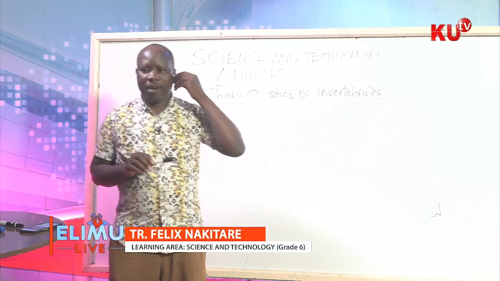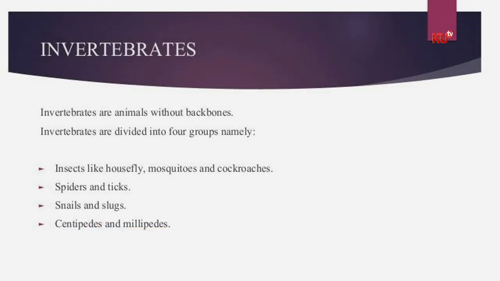And we said backbones are among the bones found in our body, and backbones help our body to be strong. Backbone is what makes us, or what makes me, stand upright. So there are those animals without backbones. And this means these animals cannot stand upright because they do not have that backbone. These animals without backbones are the ones which are referred to as invertebrates.